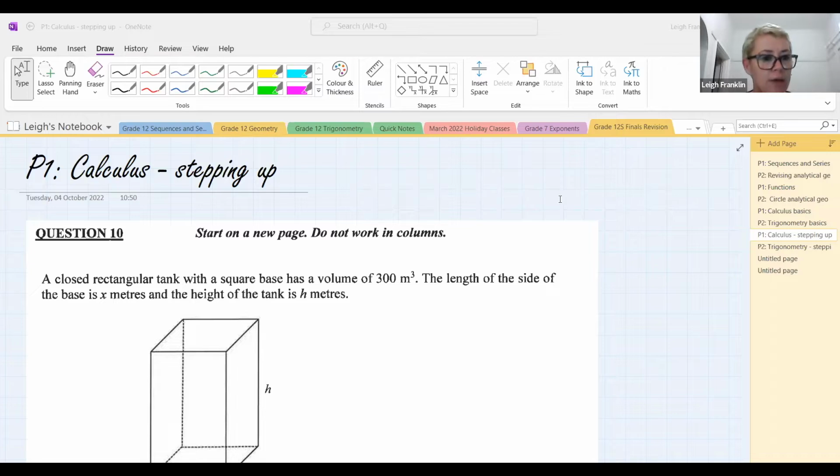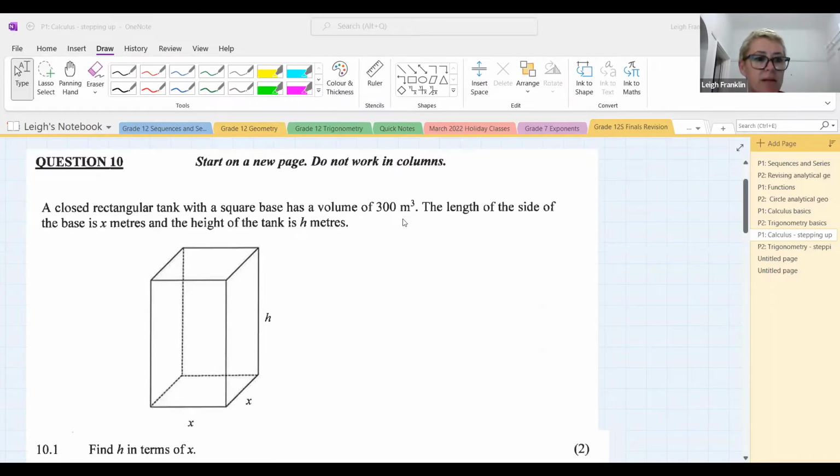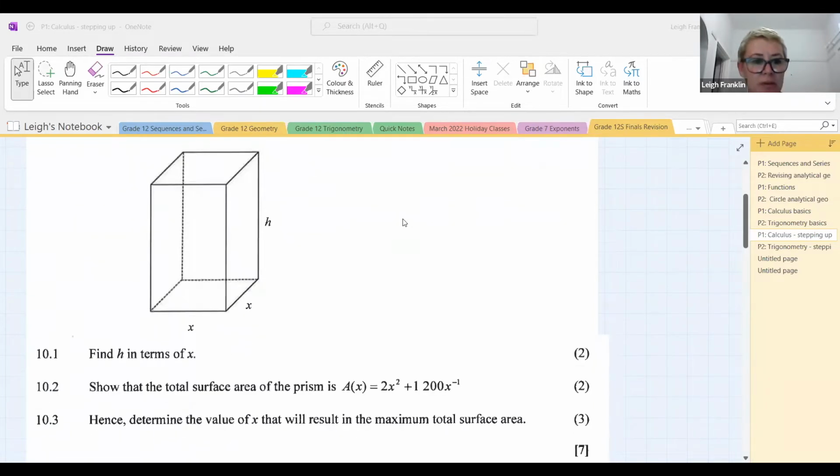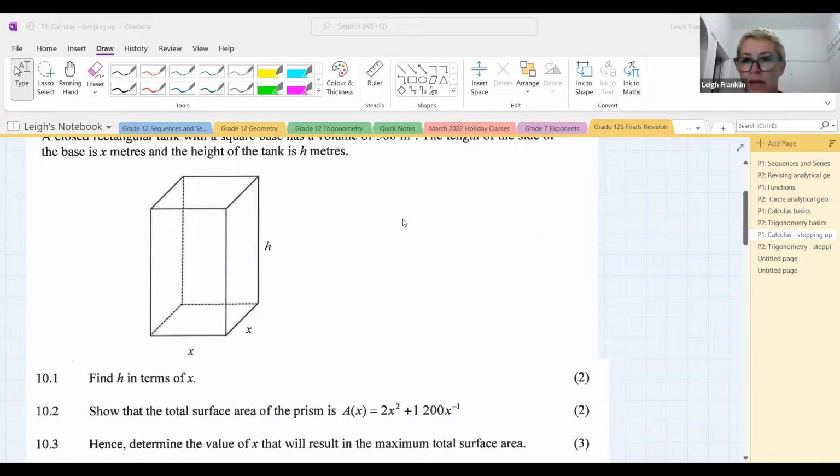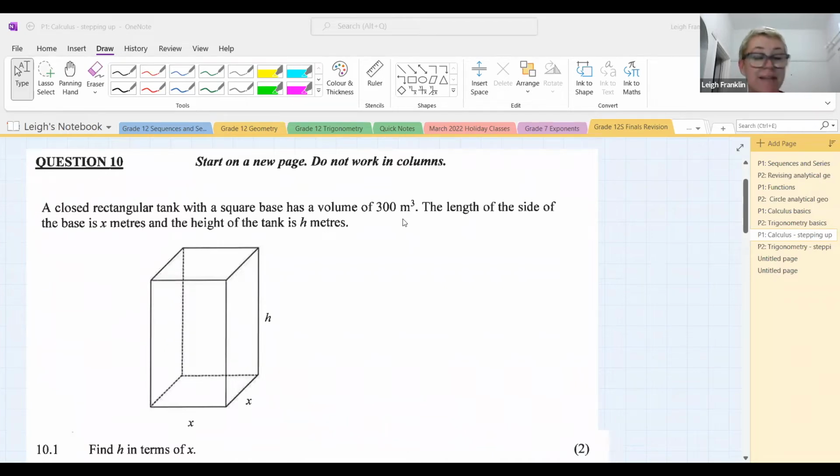Okay, so in this particular question, we have been given a closed rectangular tank that has a square base with a volume of 300 cubic meters. The length of the side of the base is X meters, and the height of the tank is H meters. So they've given us a picture of it, so at least we're able to visualize the problem. The first thing that they want us to do is find H in terms of X. All right, so when they say find H in terms of X, which letter do they want us to make the subject of the formula?